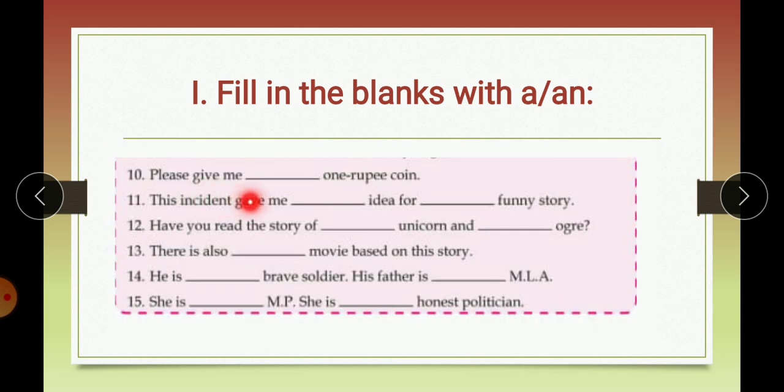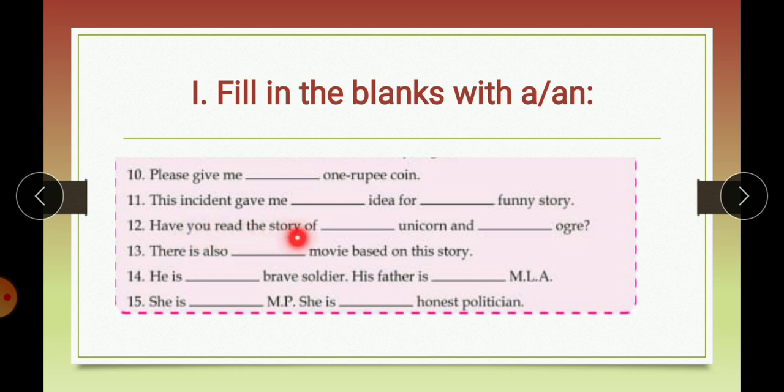Please give me a 1 rupee coin. Now it is O, it's a vowel, but we have to see the vowel sound, right? And here what will come? A and not an. This incident gave me an idea for a funny story.